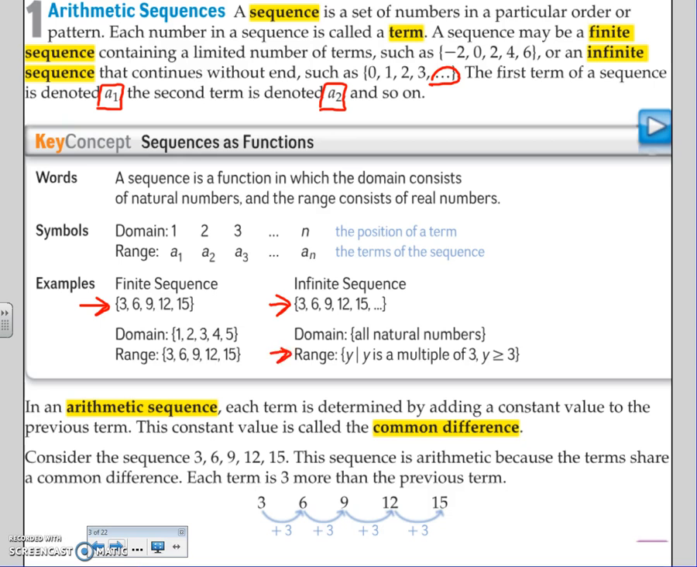Anyways, in an arithmetic sequence, each term is determined by adding a constant value to the previous term. This constant value is called the common difference. It can be positive or negative, so basically we're adding or subtracting. Look at this sequence, 3, 6, 9, 12, 15. This sequence is arithmetic because the terms share a common difference. Each term is 3 more than the previous. So 3 plus 3 is 6, plus 3 is 9, plus 3 is 12, plus 3 is 15.